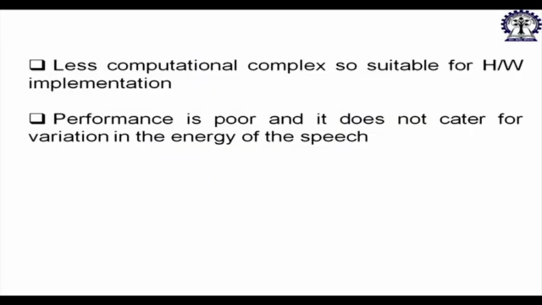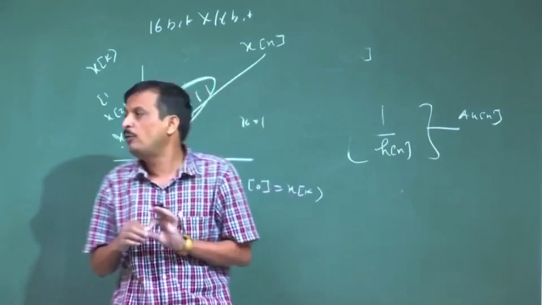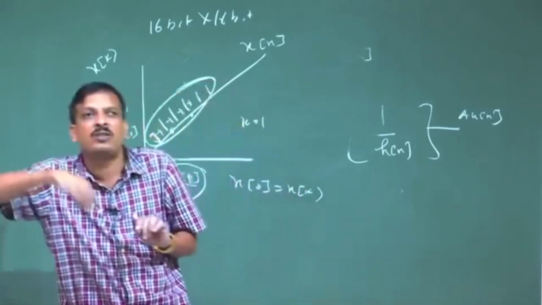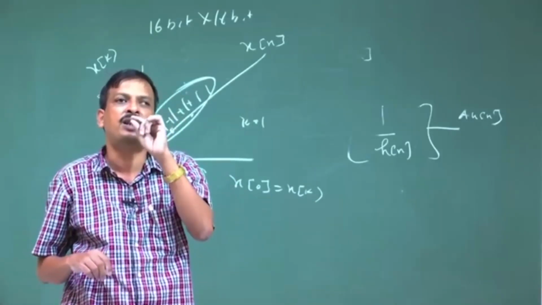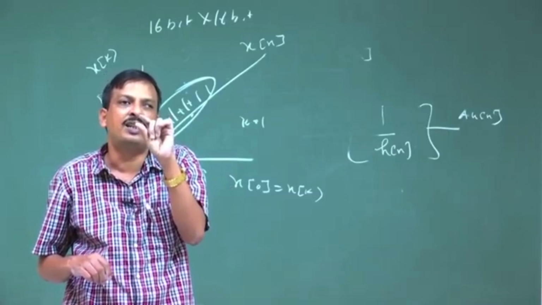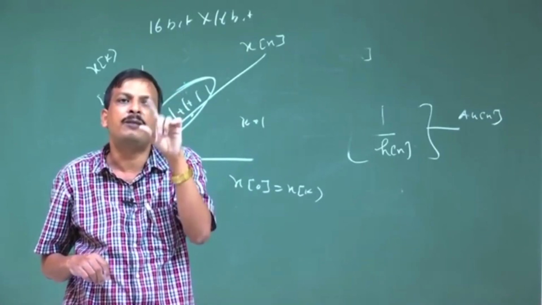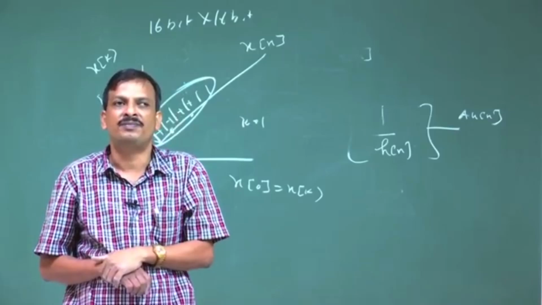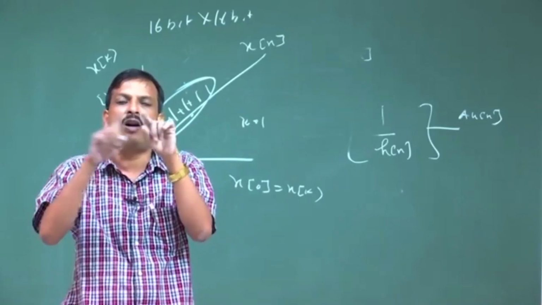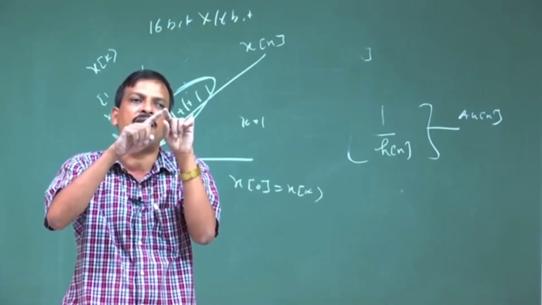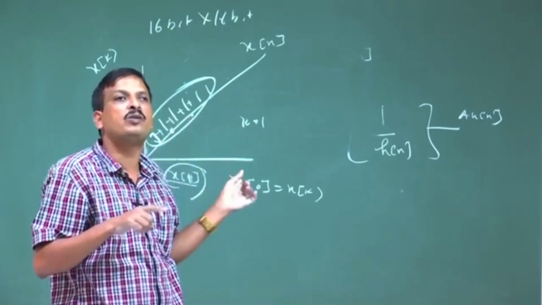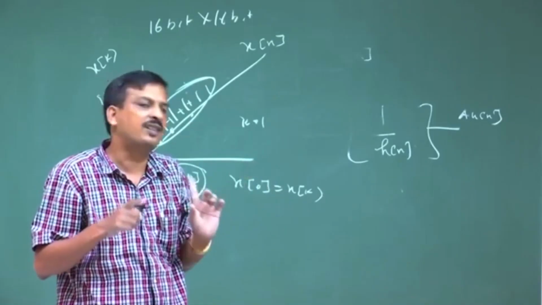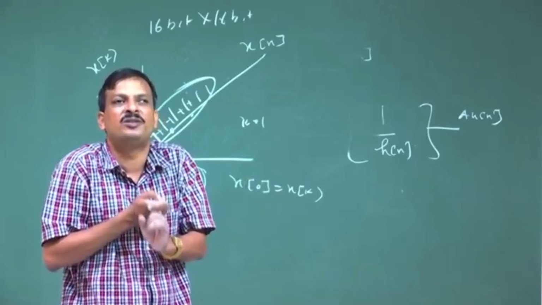But what is the drawback? Less computational complexity is okay, easy to implement in hardware. But the performance is poor and it does not cater for variation in the energy of the speech signal. If you see, the deviation depends on the variation of the energy. So, suppose this time I speak some speech which has less energy and next time high energy, the deviation will change. Or suppose there is a long vocalic region where the amplitude, the energy, is changing, then there will be a variation in f0 here also. So, that kind of energy, amplitude problem is there.